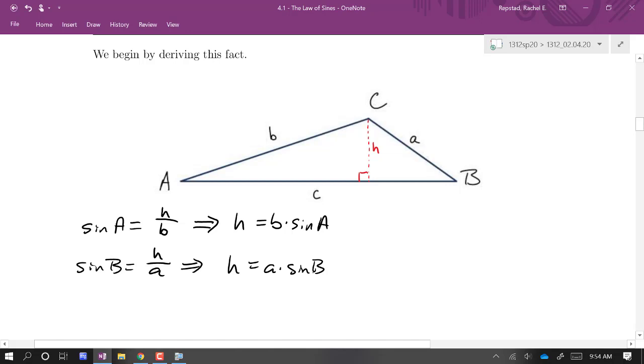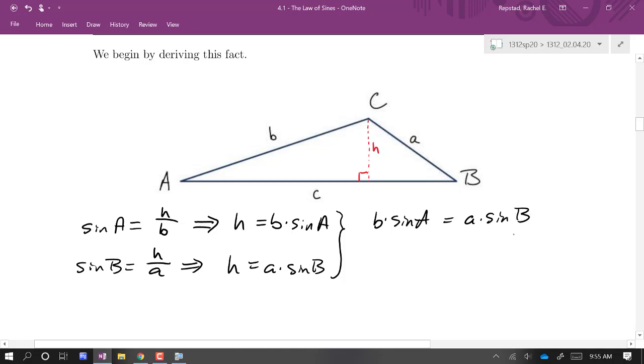What's an equation we can write? Take a look at these two equations. How do we make a new one? B times sine A equals A times sine B. Yeah, they're both equal to H. The height is constant, right? They're both equal to the same thing, so these two have to be equal. So B times sine of A is equal to little a times sine of B.